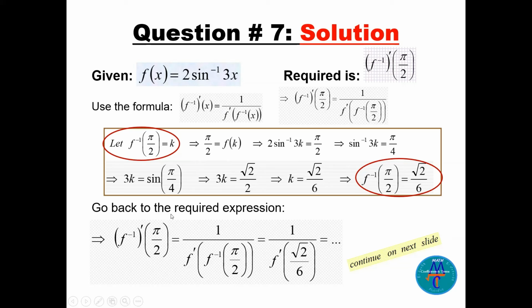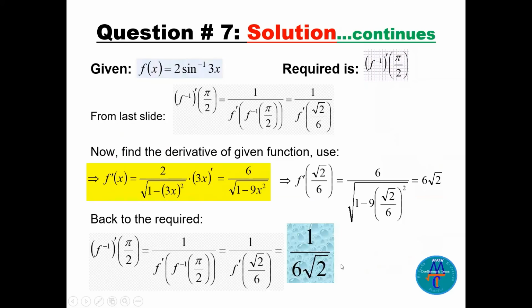Now, let's go back to the required. We need the derivative of the inverse at pi over 2, which is 1 over f prime of f inverse of pi over 2. We have found this value inside the bracket here, which is square root of 2 over 6. So what we need now is f prime at this number. So we have to go to the given function, find the derivative, and replace in the derivative every x by square root of 2 divided by 6. We will get the answer. So we have to continue on the next slide.